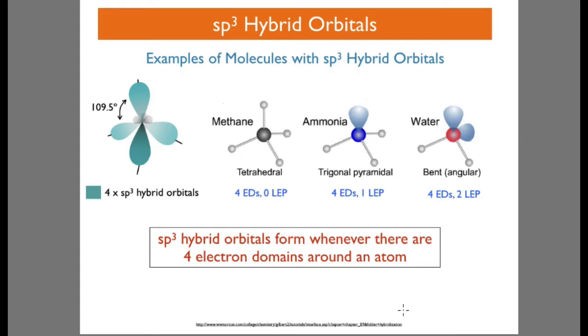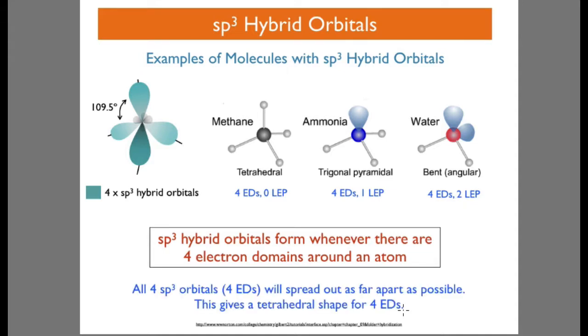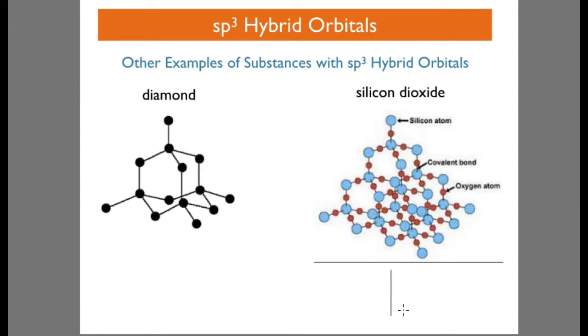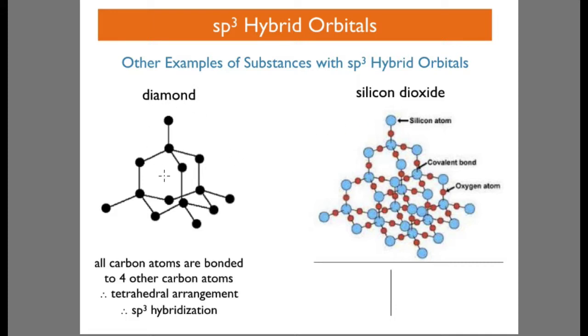sp3 hybrid orbitals form whenever there are 4 electron domains around an atom. All 4 sp3 orbitals with the 4 electron domains will spread out as far as possible, and this is what gives the tetrahedral shape for 4 electron domains. Other examples of substances with sp3 hybrid orbitals: diamond, you have sp3 throughout. All carbon atoms are bonded to 4 other carbon atoms. Therefore, you've got the tetrahedral arrangement throughout the whole gigantic structure, which is sp3 hybridisation.